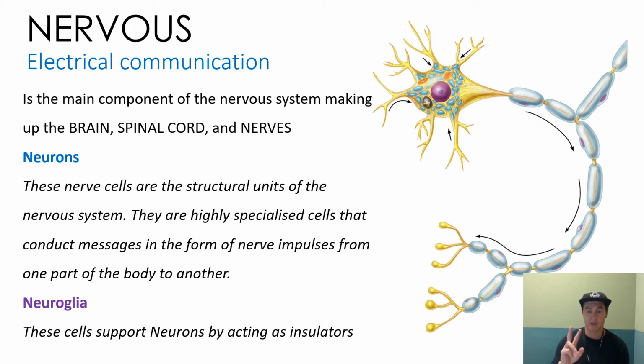We have pretty much two cells in our nervous system: neurons, which is all that yellow shape with the spiky ends and the little fingertails. They are the main structural cell or unit, highly specialized. They conduct messages, nerve impulses, from one part of the body to another. And the neuroglial cells, or neuroglia, are our supporting cells. So they act like insulation. They are the little blue shapes, they almost look like bubbles around the tail of this neuron.